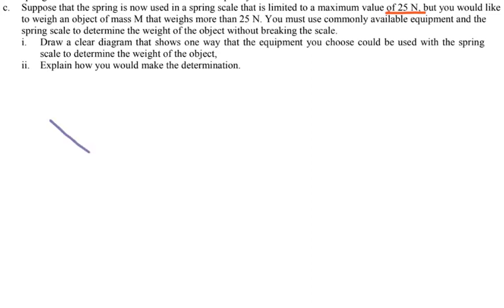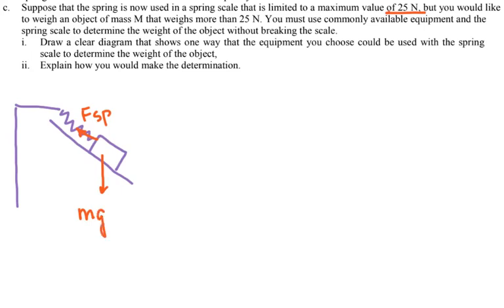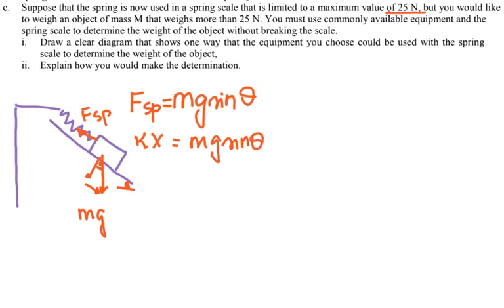One of the ways you could do it is to place an incline. You have your stand and place your spring right here. Then here would be your mg, so that's one of the ways to reduce the force. If this is the angle theta, then the component along the incline is mg sine theta, so the force of the spring would be mg sine theta after it reaches equilibrium. So kx is equal to mg sine theta. If you're looking for mass, you can find mass this way. If you're looking for k, you can find k this way. So this is one of the ways.